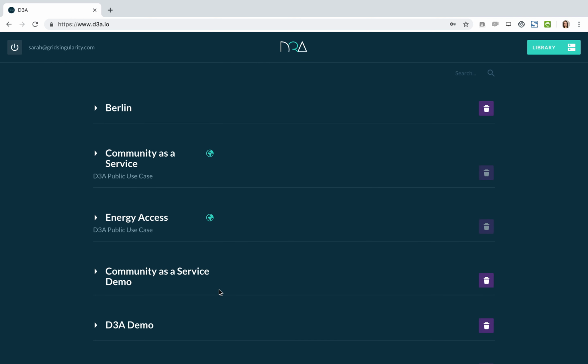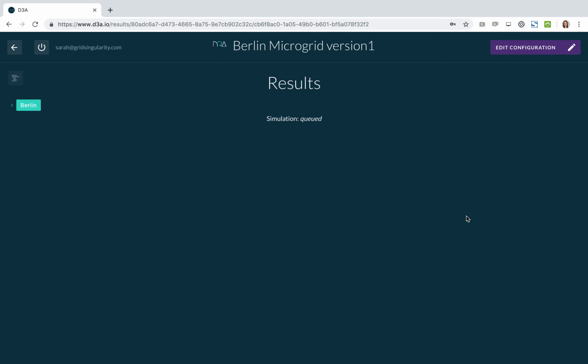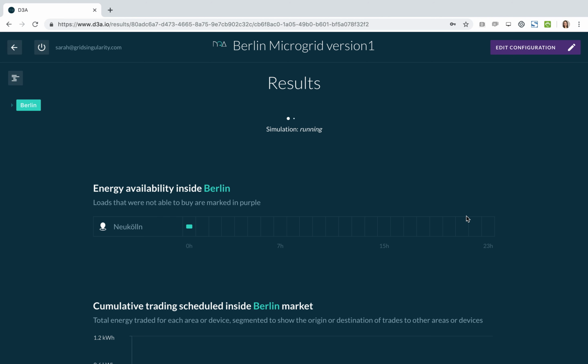Going back to the main page to review, this button duplicates the simulation. This would delete it. This button goes directly to the results, this button runs the simulation, and this button edits the simulation. So I would go here if I wanted to add more devices to the simulation. I would go here to run the simulation, and once the simulation is finished running, the results will be stored. So from the home page, you'll be able to click the results button to go straight to the results without running the simulation.